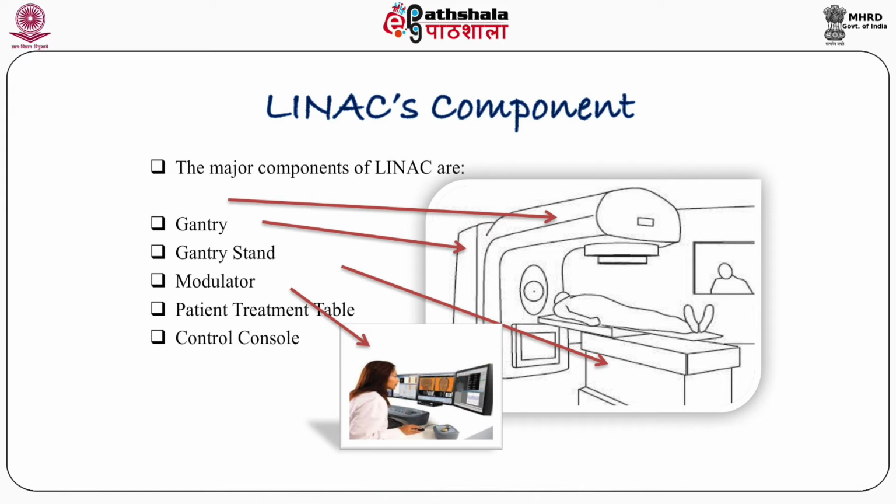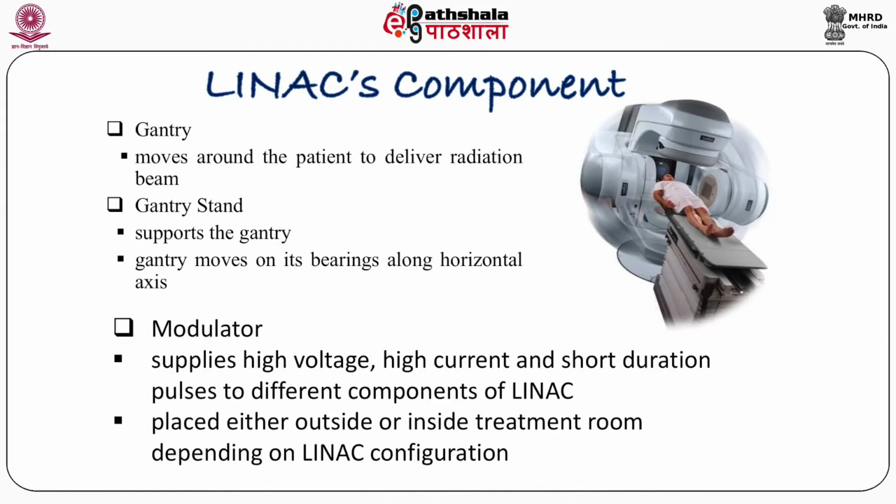modulator, patient couch, and control panel. Gantry moves in a circular direction. It has an isocenter. The head can also be rotated a little bit. The patient is placed or lies down on a table, and the direction of the beam is changed by moving the gantry. Gantry stand supports the gantry. Gantry moves on its bearing along a horizontal axis.